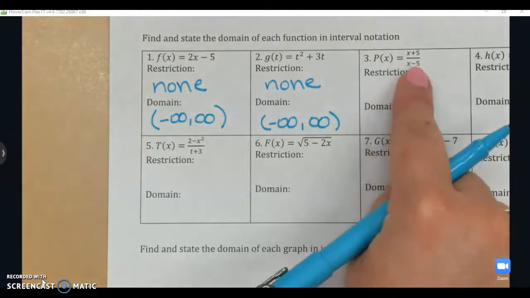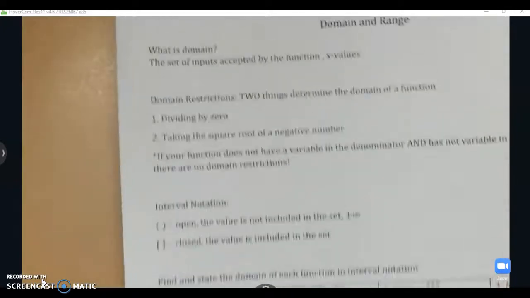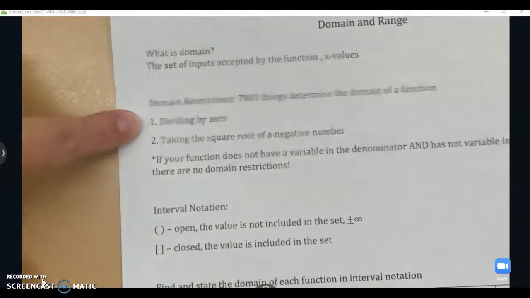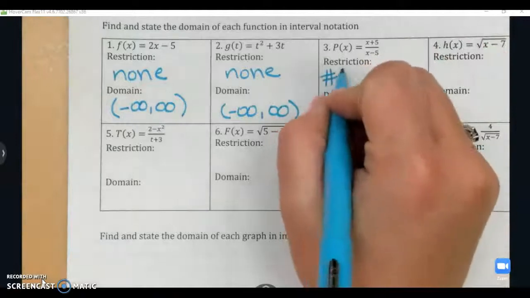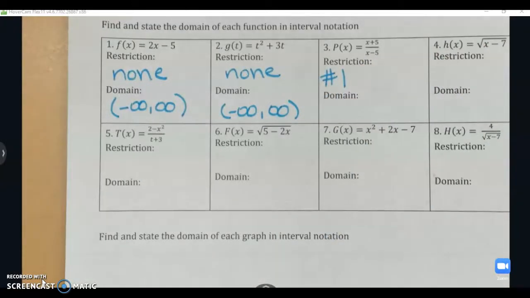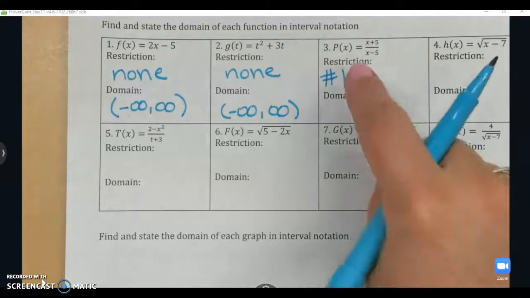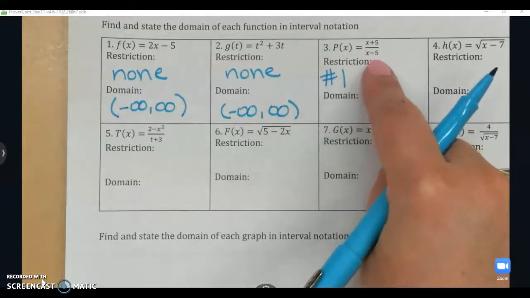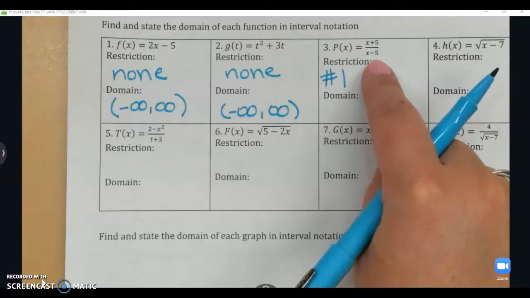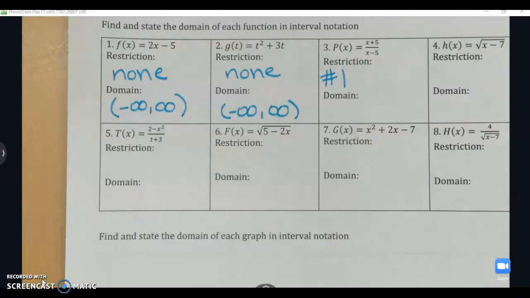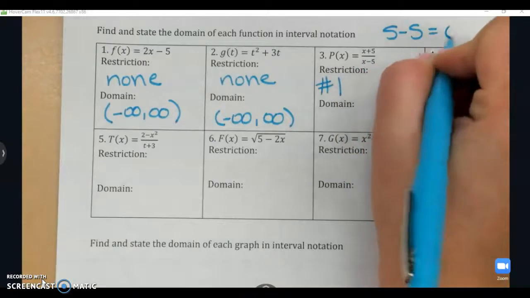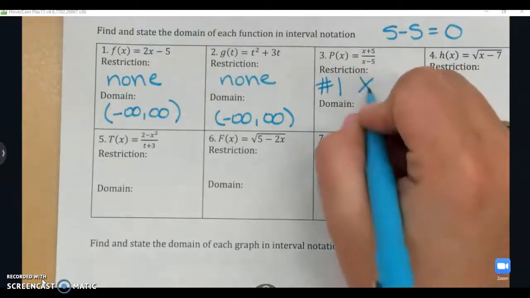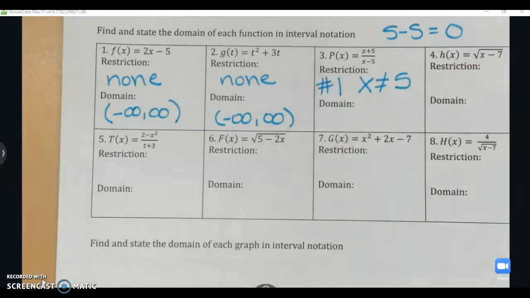Now looking here at number 3, I do have a variable in my denominator. So looking up ahead, that was domain restriction number 1. We don't want to divide by 0. So this is restriction type number 1, and now to figure out what my domain can consist of, I have to look at x minus 5. What input would cause me to divide by 0? Well, that would be if I plugged in 5, right? 5 minus 5 gives me 0 in the denominator, so x cannot be positive 5.